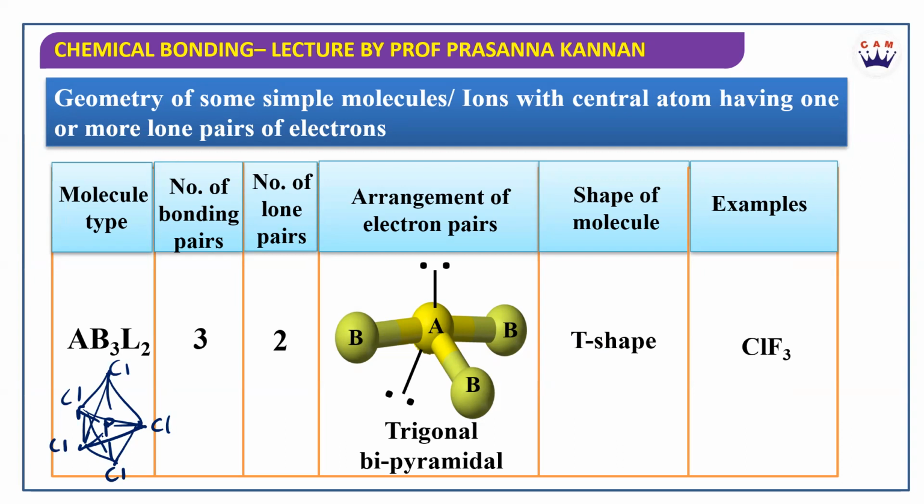Now, can you tell me, students, how many bonds are there? Chlorine has 3 bonds, one each with fluorine. So you get ClF3. How many valence electrons are there in chlorine? 7, right? And how many are involved in bonding now? 3 are involved. How many are remaining now? 4, right? You can split them into 2 pairs. So there will be 2 lone pairs of electrons. All right?